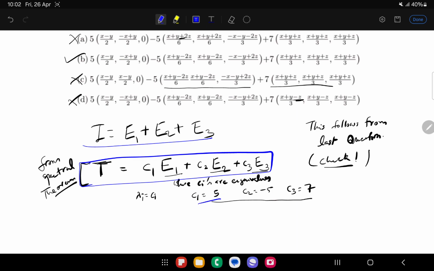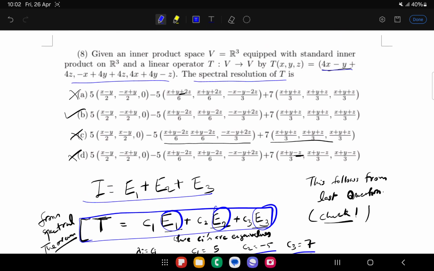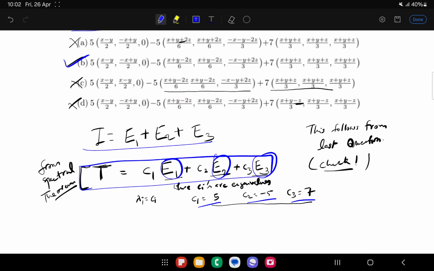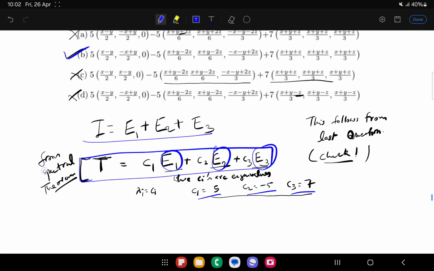Now C1 was 5, C2 was minus 5, C3 was 7. Now put in the corresponding values of E1, E2, E3 that you already calculated in the last question. Okay, so this is satisfied by option B. Everything else is incorrect. Somewhere there is some plus or minus mistake in the values of E1, E2, E3. Okay, so verify it.